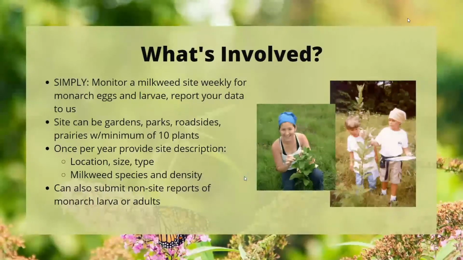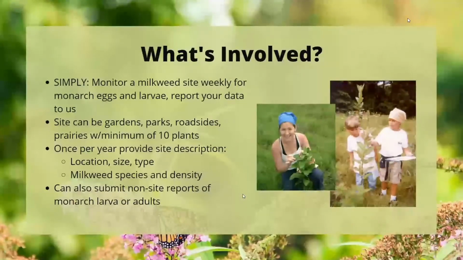This project has about 5 different activities that you could take part in. The main one is what we call activity 1, and that's measuring monarch density and distribution. To put it really, really simply, you monitor a milkweed site weekly for monarch eggs and larvae. You count them, you identify the larva to which instar stage it is, and then you report your data to us. And this site can be a garden, a park, a roadside, a prairie, what have you, just as long as you have permission to actually be on that land.